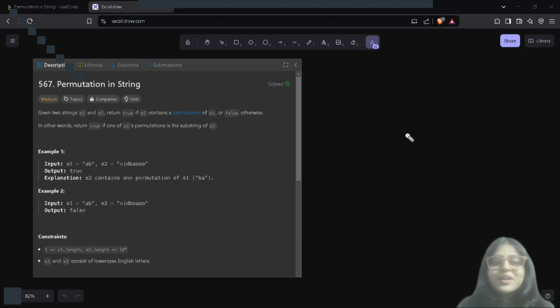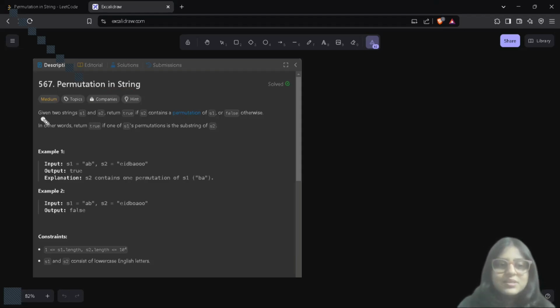So today we are solving another very interesting problem which is called permutation in string. This particular question has been asked in various companies like Microsoft and Google, and the optimized approach of this problem also gives us an understanding of a concept which we can reuse in other complex problems as well. So let's dive into the question.